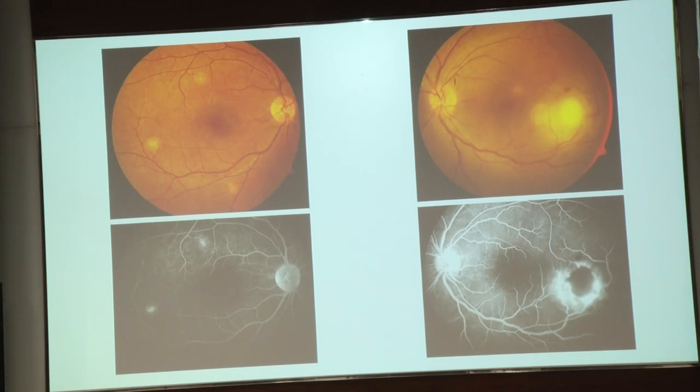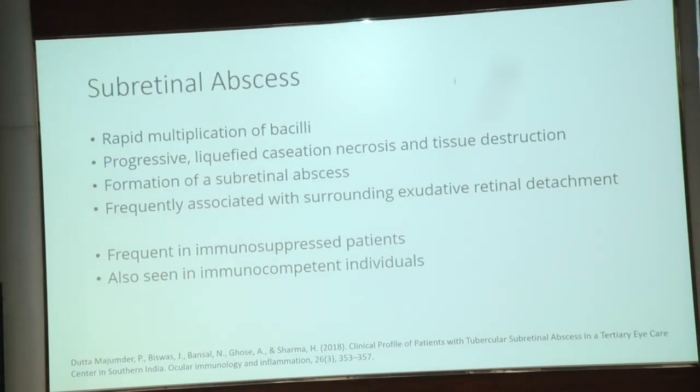Also in FFA, initially we can see the presence of this hypo pattern along with this hyper along the borders of the lesions. In extreme cases, in patients who are immunosuppressed or who have disseminated TB, subretinal abscesses can also occur. This is due to the rapid multiplication of the bacilli, and this can be associated with large exudative retinal detachments also, as was shown by this paper from South India.